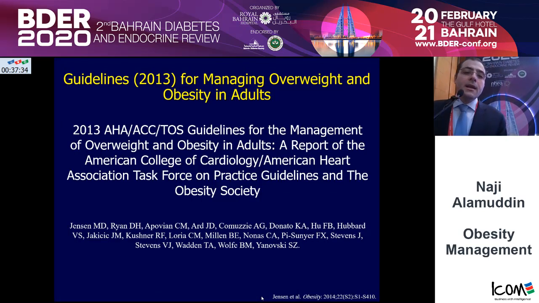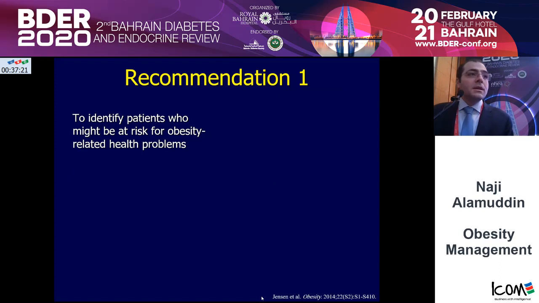So there are guidelines that were published by the American Heart Association, the Obesity Society, and the American College of Cardiology in 2013 for managing overweight and obesity in adults. I'm going to go over these briefly. Recommendation 1 is to identify patients who may be at risk for obesity-related health problems.